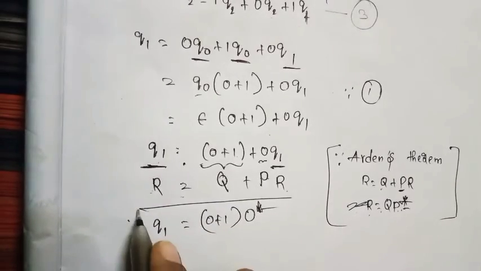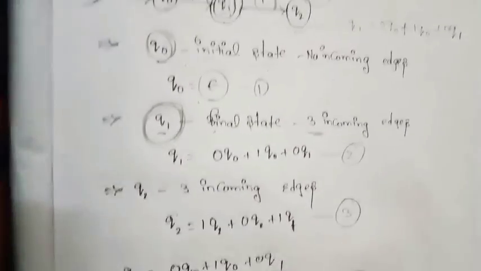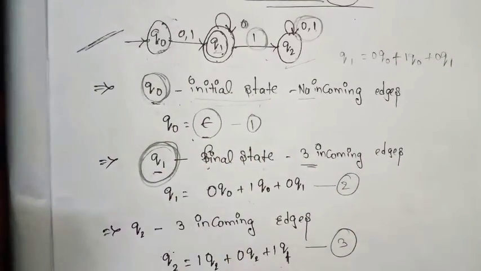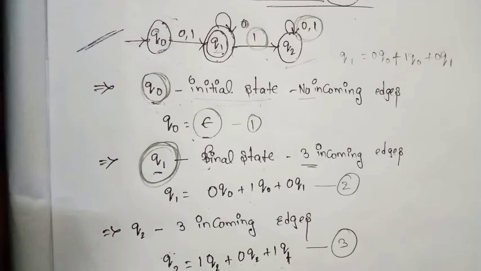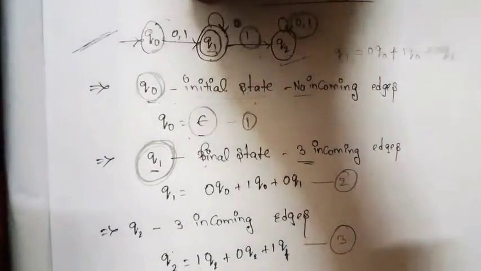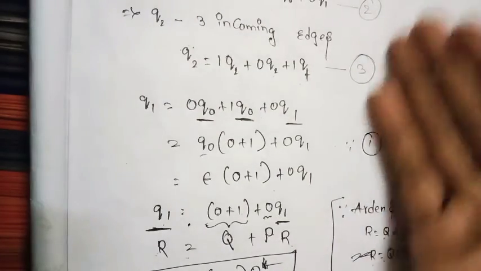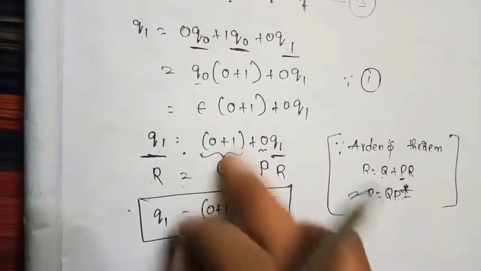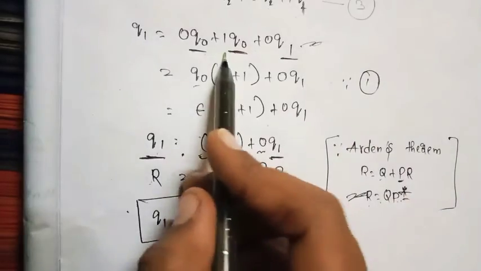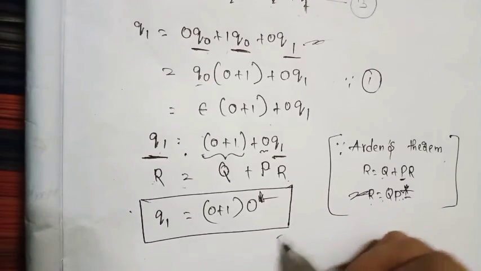See guys, it is very simple. First of all, we need to write what is the initial state and what is the final state, and how many incoming edges each has. Those many incoming edges we need to represent here. Representation of incoming edges is more important. Then just substitute the values from the above equations into the final state equation. At last we compare it with Arden's theorem and get the regular expression. I think you understood this.